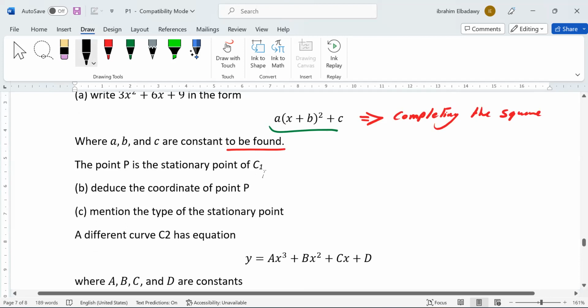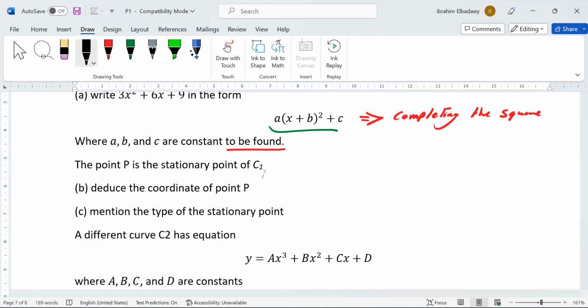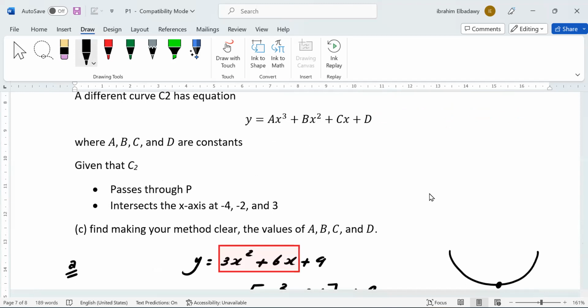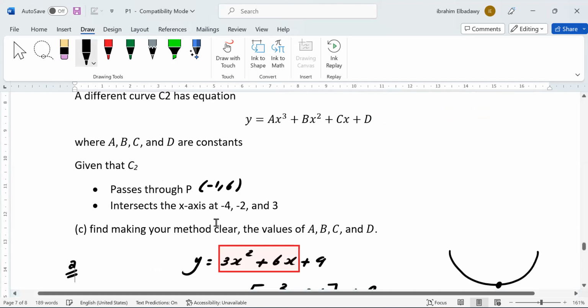Then you already have the coordinates of P, so you have it in question number D: negative 1 and 6. When he says passes through the point P, you already have negative 1 and 6. Okay, and intersects the x-axis at 3 points, negative 4, negative 2, and 3. Okay, find, making your method clear, the values of a, b, c, and d. How can you get it?